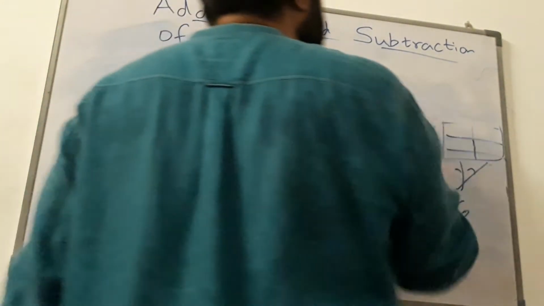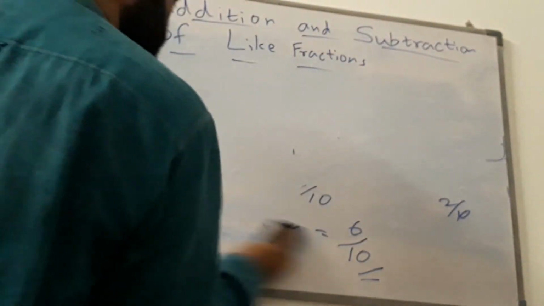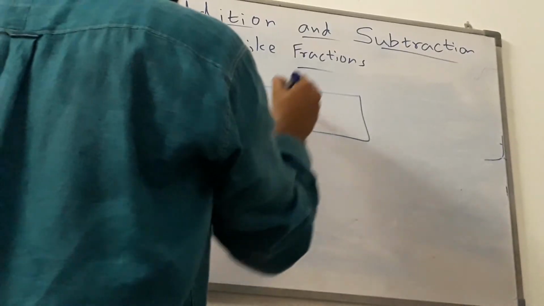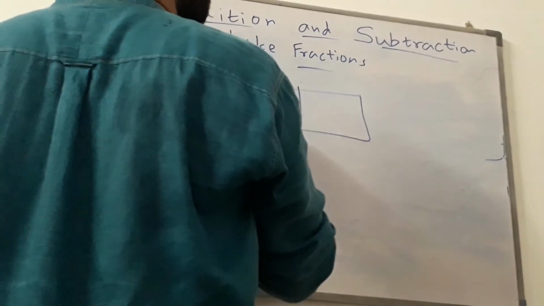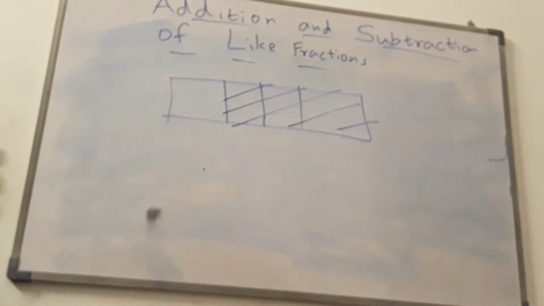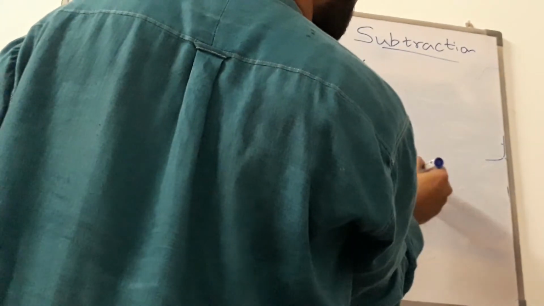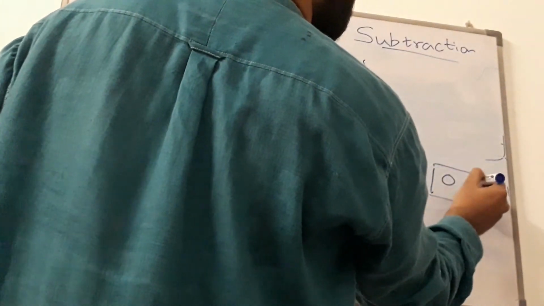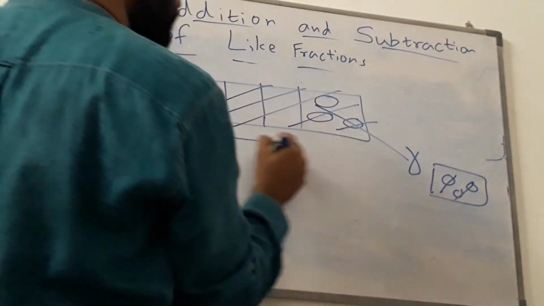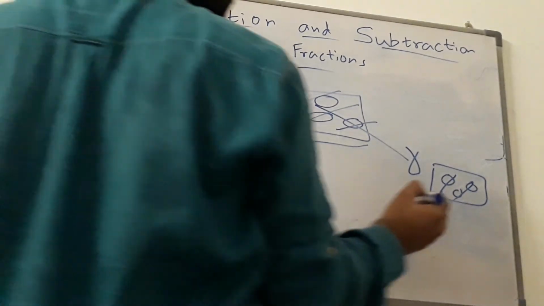Now the subtraction part. Subtraction. How can we do this? There are 3/4 and I'm going to remove 1. I'm going to extract 1. Here there are 3/4 and I'm going to remove 1.